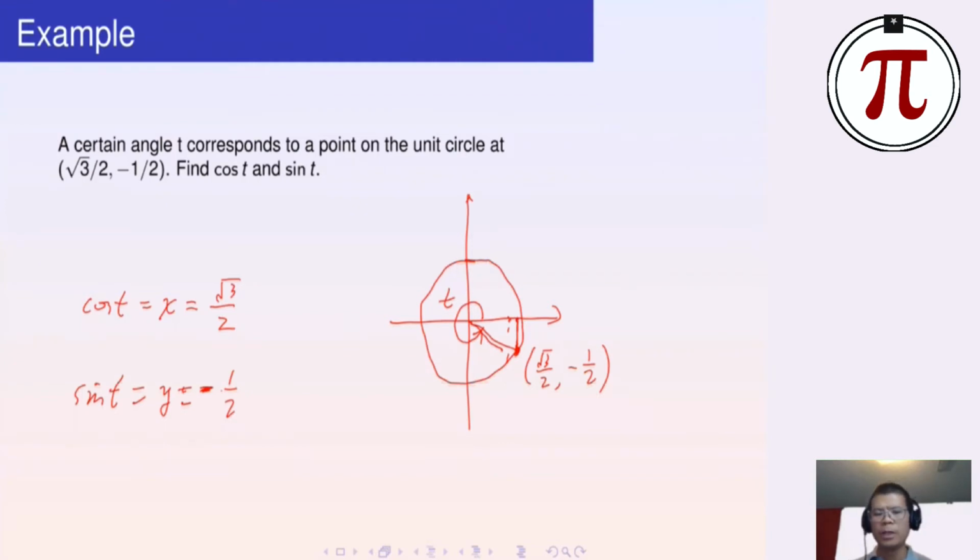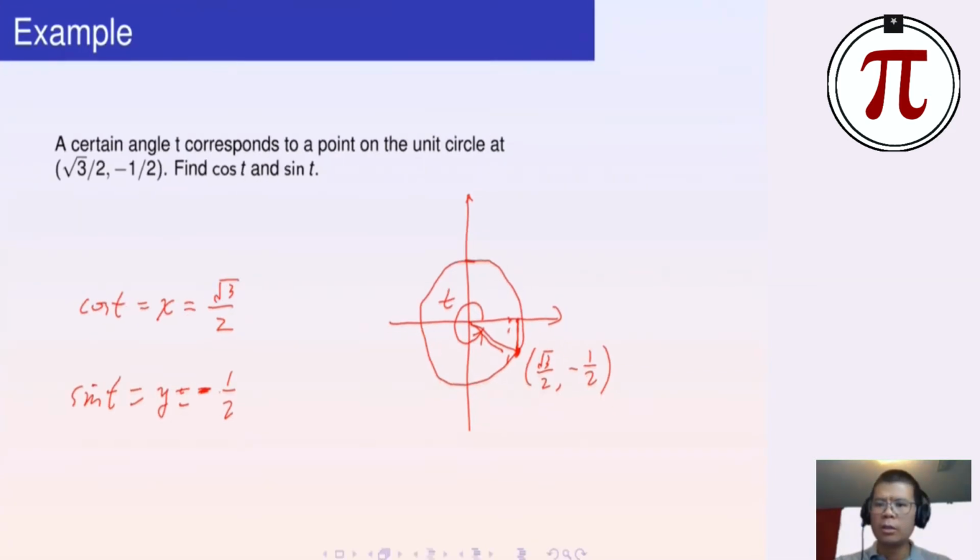But be careful, this is true for the unit circle. For other circles, this is not right. Make sure that this is a unit circle and the point is on the unit circle. Now, let me ask you another question, see if you can solve this.